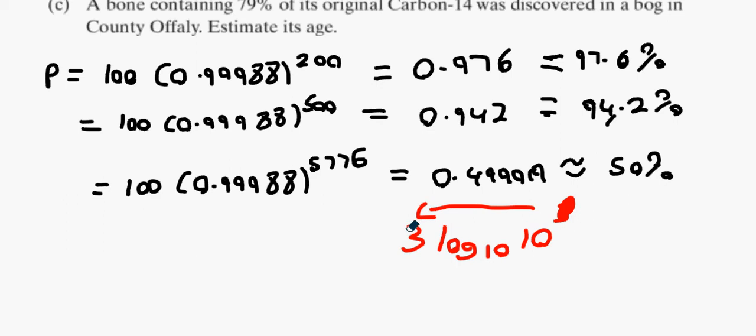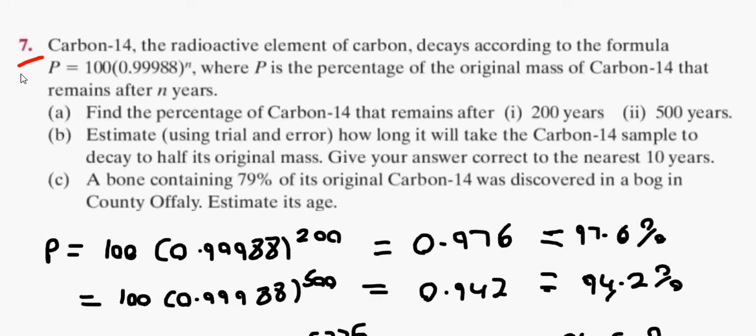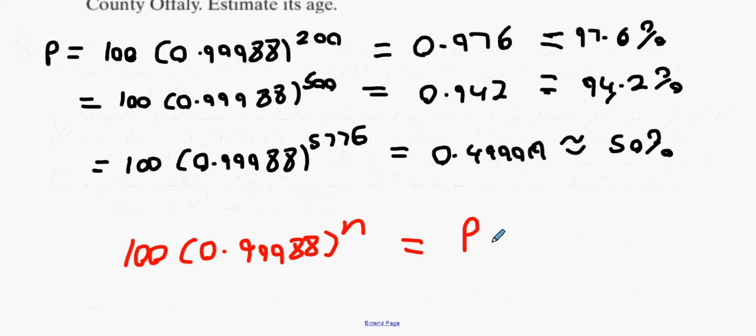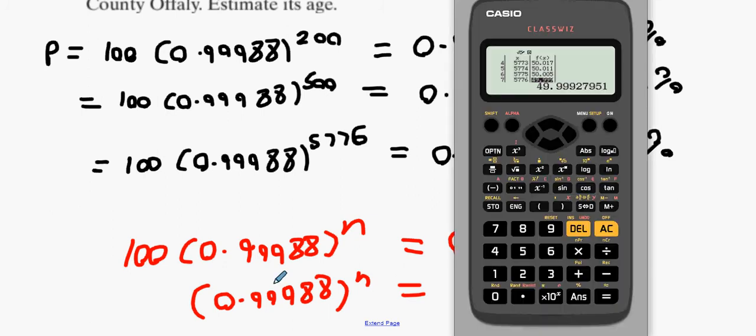So I'm going to show you a little trick to get the exact same answer we just got. Here's the trick. 100 times 0.99988 to the power of n equals P, isn't it? And what do I want P to be equal to? Would everybody agree P equals 50? Everybody cool with that? Here's what I'm going to do next: divide 0.5 by 100. That's the same thing as 5 over 1,000.